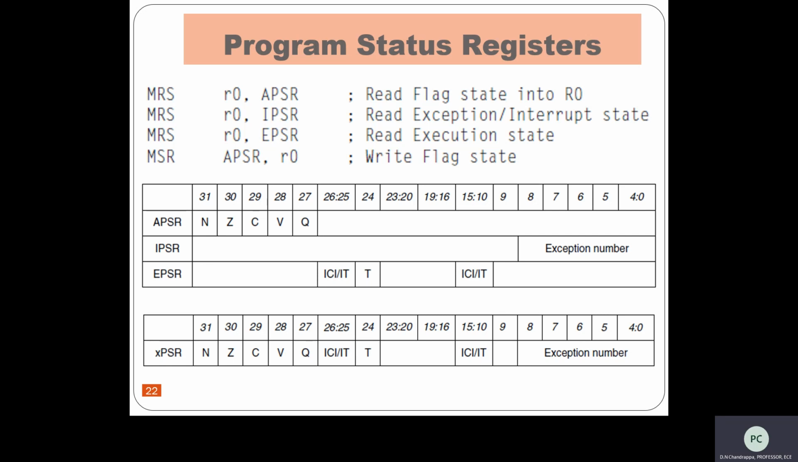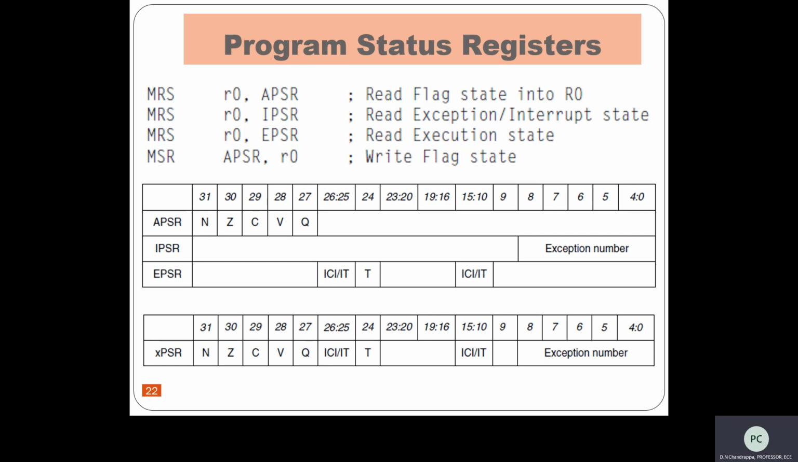It writes the content from R0 to the special register, called the application program status register. So very clearly all these 5 instructions are indicated like this. Suppose we can read, or sorry, we can write to the interrupt program status register or execution program status register. We can use MSR IPSR, R0, or MSR EPSR, R0. We can use it like this.